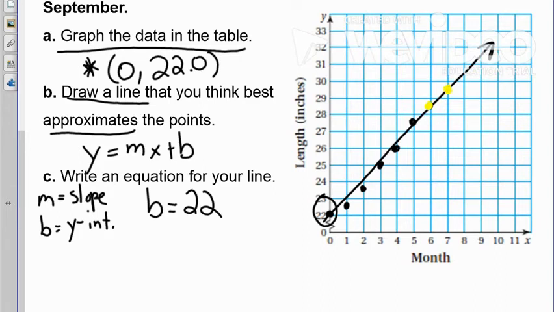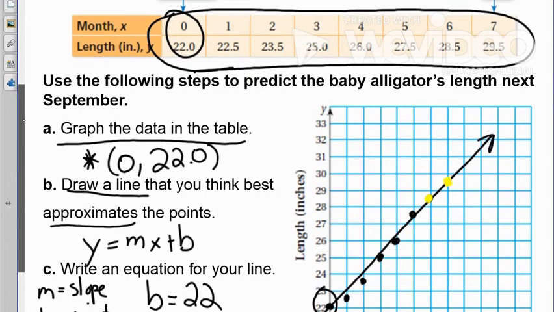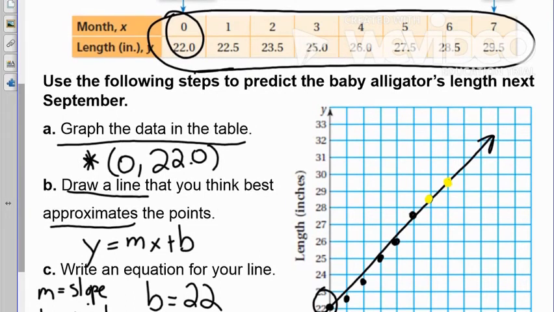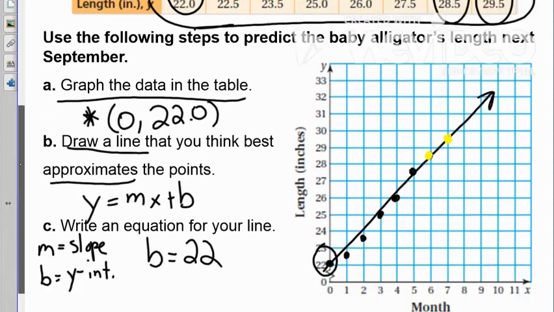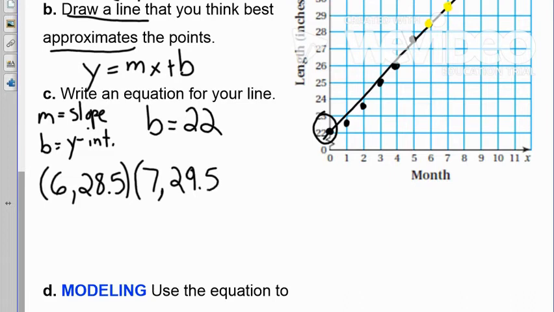The points that I'm going to pick are these two that I highlighted in yellow. Up in the table, those are the points (6, 28.5) and (7, 29.5). Okay, so those are my two points. Now what we're going to do with those two points, if you remember, when we find the slope of a line with two points, we use y2 minus y1 over x2 minus x1. So if I write out my two points, I've got (6, 28.5) and (7, 29.5).